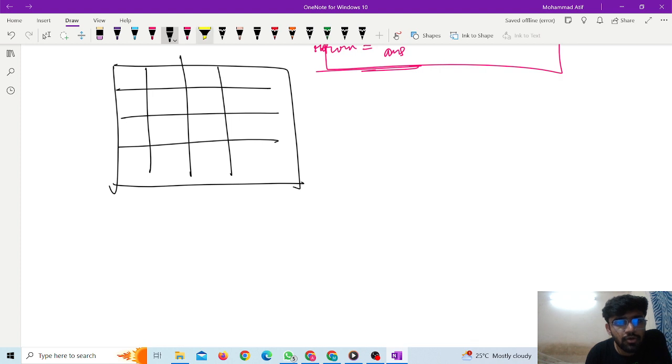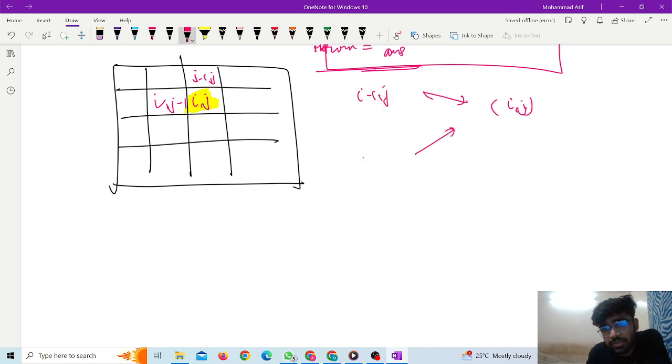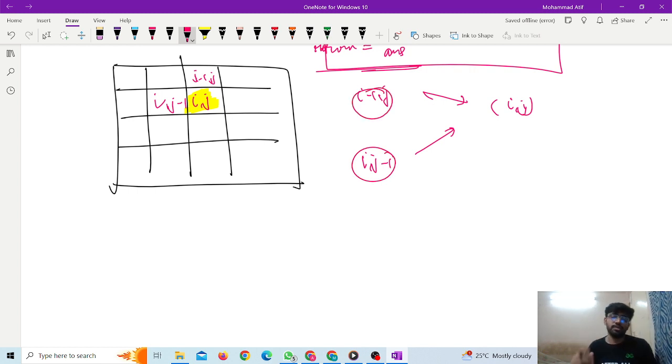Now suppose this is the location of i comma j, this will be i comma j minus 1, and this will be i minus 1 comma j. So to reach i comma j, we have two ways. What are the ways? i minus 1 comma j, and i comma j minus 1. We have two ways, right?